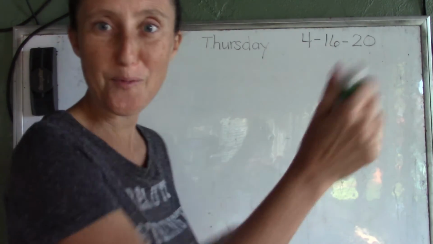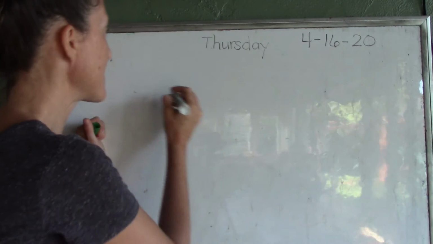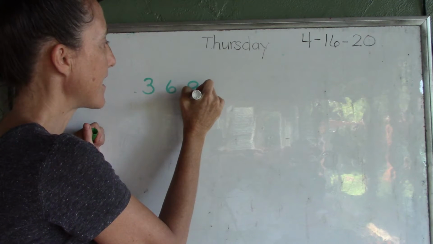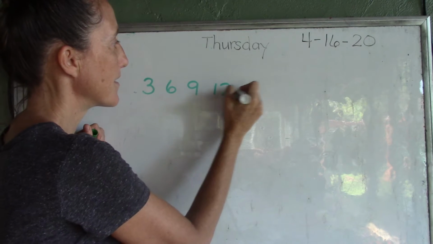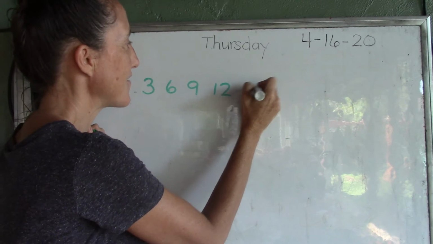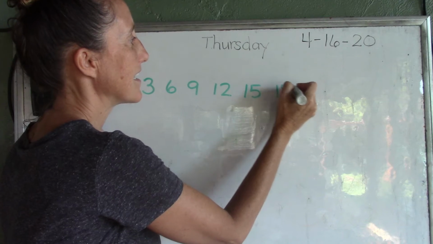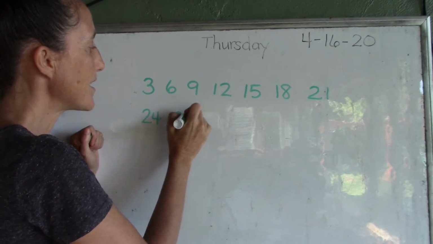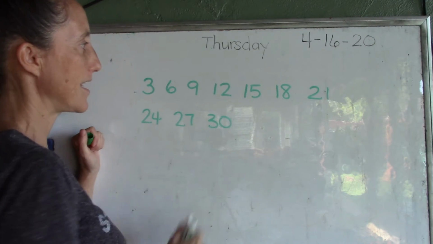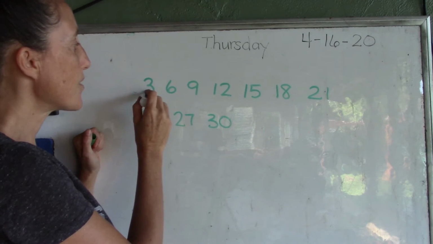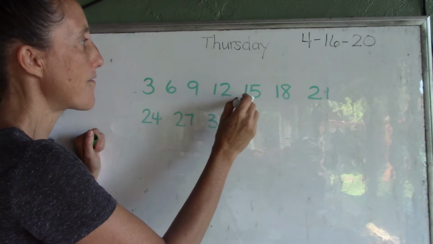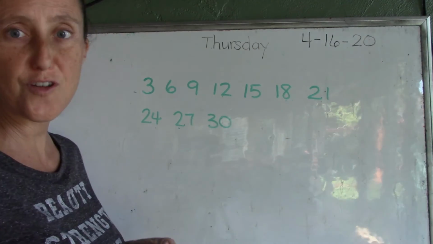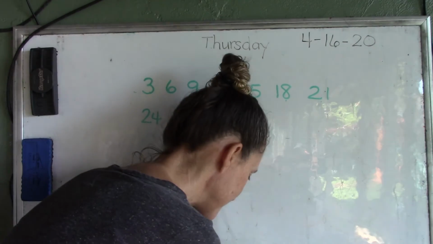All right, let's do our 3s. You ready? We've been doing them all week. I bet you've got it now. Let's count by 3s. Here we go. 3, 6, 9, 12, 15, 18, 21, 24, 27, 30. Let's count again. Are you ready? 3, 6, 9, 12, 15, 18, 21, 24, 27, 30. Those are the 3s.